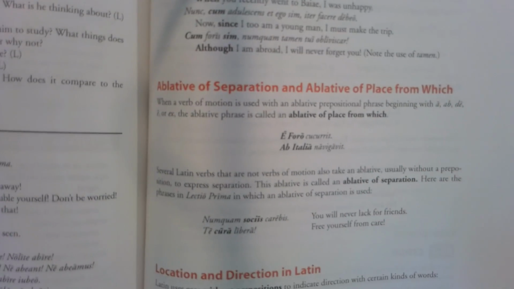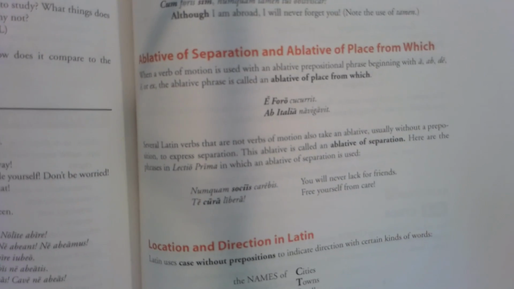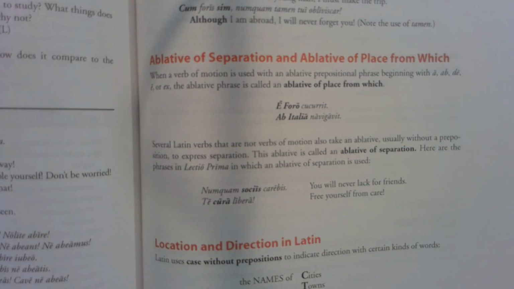All right, let's look down at our ablative constructions. Separation and place from which. Okay, verb of motion. So that's run, go, sail, whatever, used with an ablative prepositional phrase. So from which, that means you're going to have ab, de, those are away from, or down from, or a or ex, out of. So it's going away from someplace, motion away from.